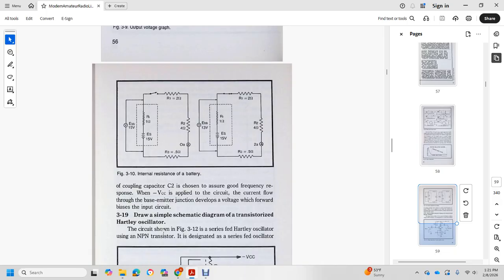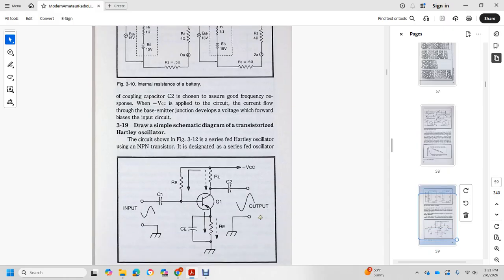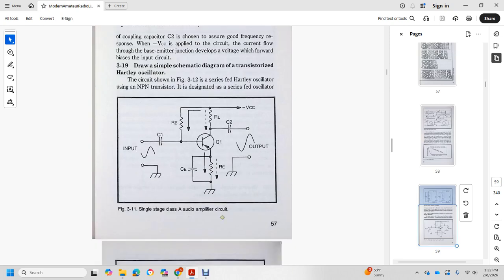Draw a simple schematic diagram of a transistor Hartley oscillator circuit shown in figure 3-12, with a series-fed Hartley oscillator, positive-negative transistor, designating series-fed oscillation. We have chassis ground, three chassis grounds, a capacitor, resistor, transistor, capacitor, inductor, voltage, constant current, resistor, bias, and capacitor.